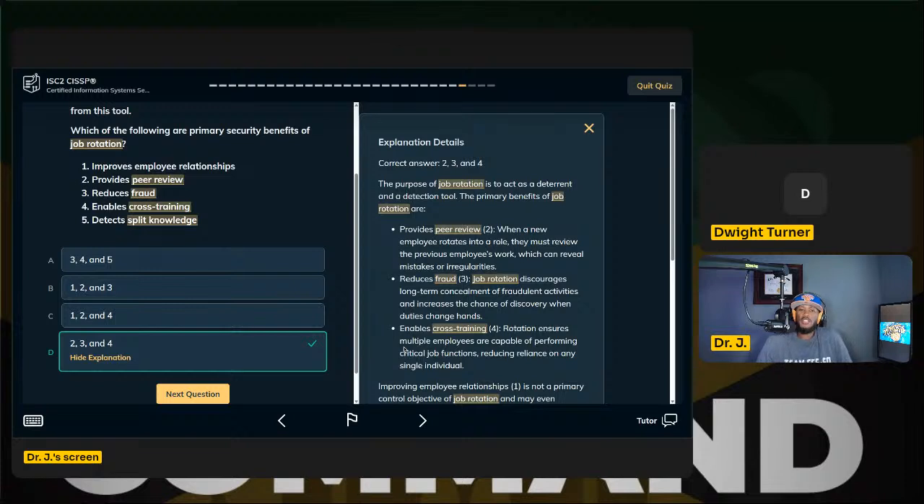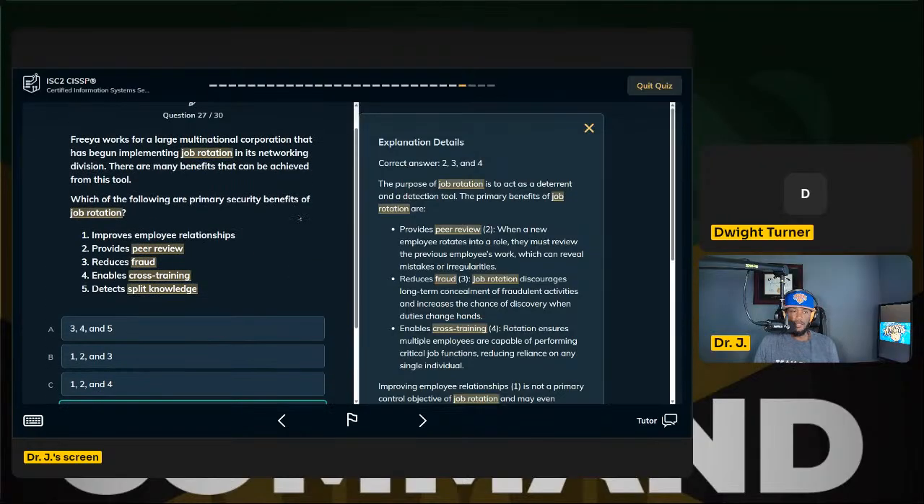The purpose of job rotation is to act as a deterrent and a detection tool. The primary benefits of job rotation, I'm not going to read it again, but as we mentioned for two, three, and four, peer review reduces fraud and enables cross training. A lot of these you really got to pay attention to what they're asking you.